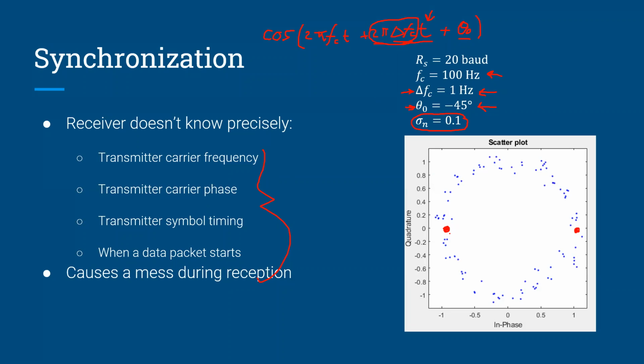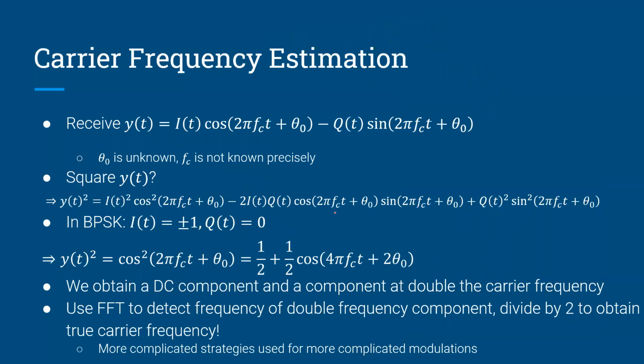And the effect that has in the constellation diagram is that the constellation diagram will just keep rotating over time. You might receive one symbol and it'll appear here, and the next symbol will appear here, and so on, until you get something that looks like this, where your symbols start turning into a circle instead of two discrete points. So that's no bueno. Okay, so we know what the problem is. How do we solve it?